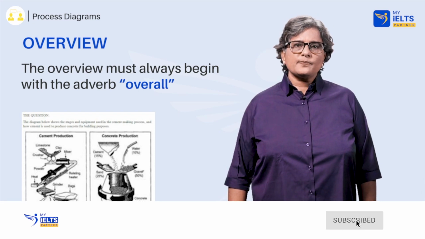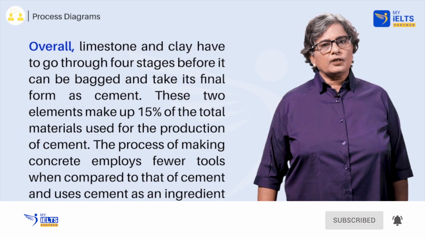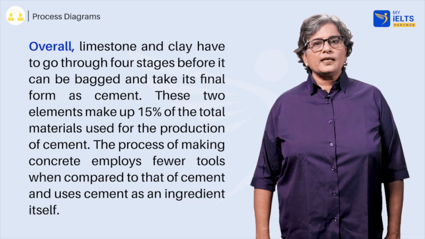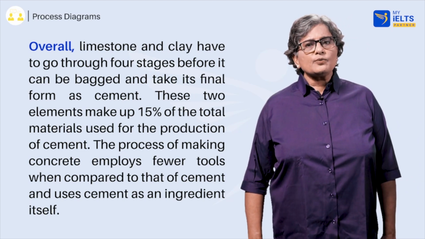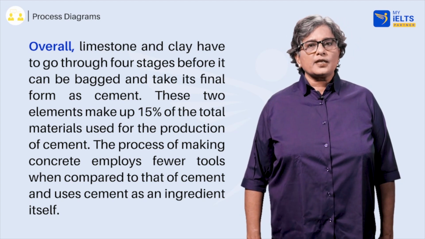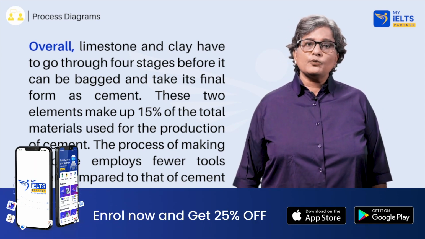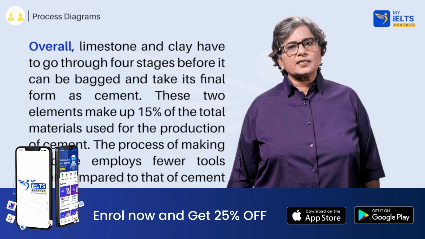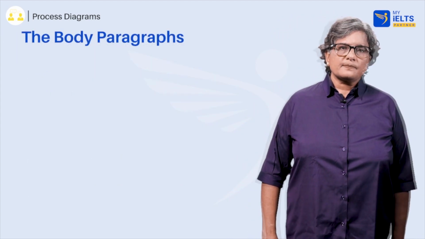The points mentioned before are exemplified in the given example. Overall, limestone and clay have to go through 4 stages before it can be bagged and take its final form as cement. These 2 elements make up 15% of the total materials used for the production of cement. The process of making concrete employs fewer tools when compared to that of cement and uses cement as an ingredient in itself. Next come the body paragraphs.